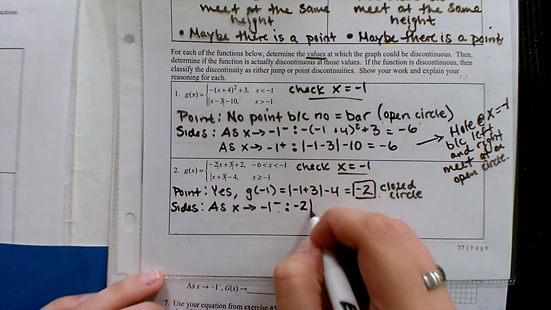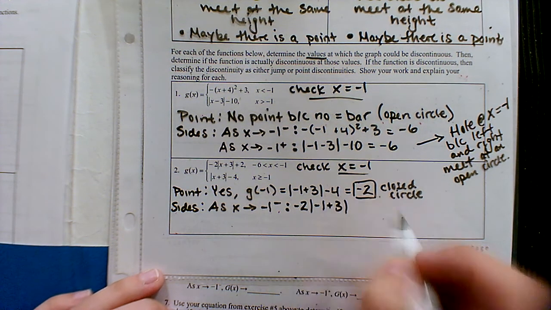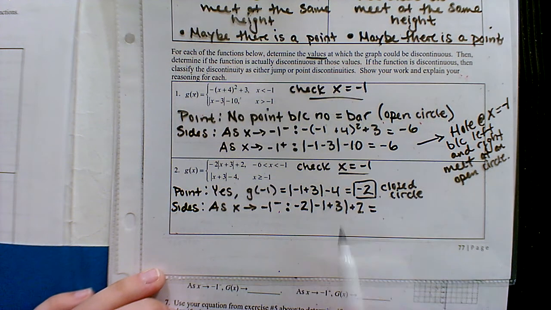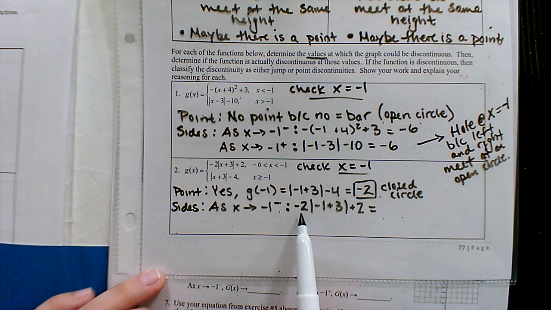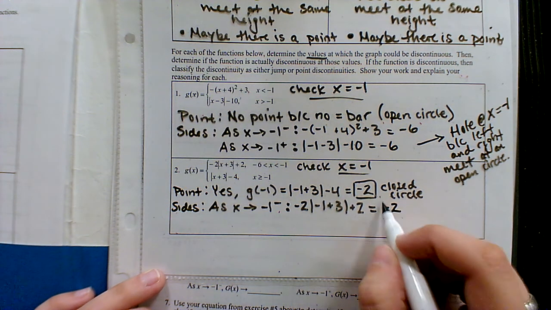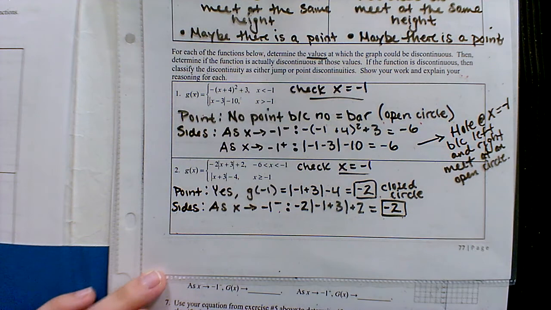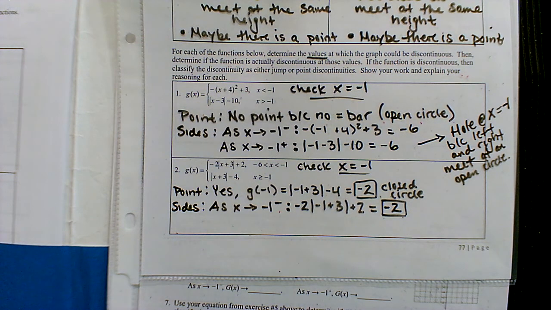Okay, so let's plug in -1 into the first equation. All right, -1 plus 3 is 2. Absolute value of 2 is still 2. Times the -2 out front, we got -4. Plus 2 is -2. So it looks like the left-hand side of this graph actually has a closed circle on the end of it. Okay, notice how those values are the same.